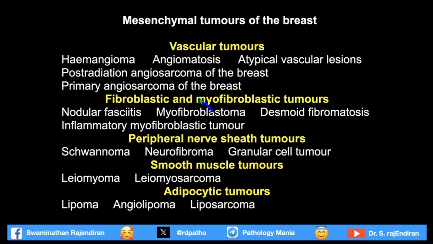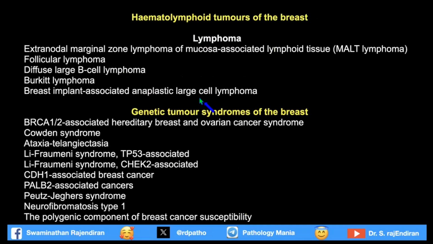Mesenchymal tumors of the breast, like any other soft tissue, any tumor can happen, but vascular, fibroblastic, myofibroblastic, peripheral nerve sheath tumors, and smooth muscle tumors, along with adipocytic tumors, are more common. Hematolymphoid tumors and genetic tumor syndromes are enumerated in this slide.